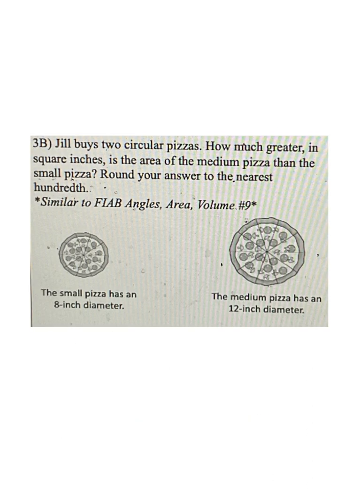Okay, Jill buys 2 circular pizzas. How much greater in square inches is the area of the medium pizza than the small pizza? And we're going to round to the nearest hundredth. So on this one, again, this is your tenths place. This is your hundredths place. We have to go 2 digits out, meaning we're going to have to look at the digit in back and use that to round to the nearest hundredths place, okay?